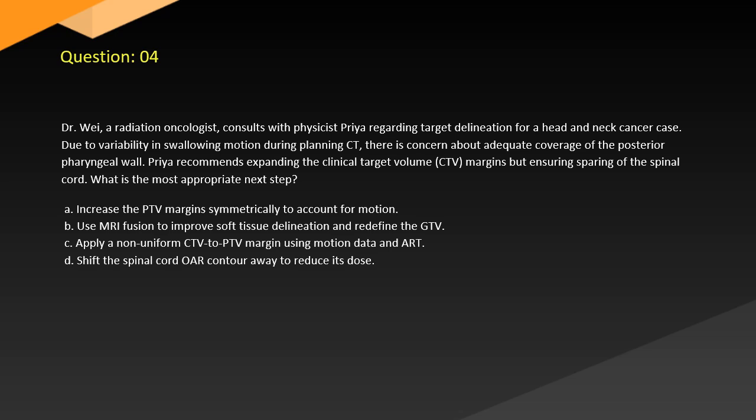A. Increase the PTV margins symmetrically to account for motion. B. Use MRI fusion to improve soft tissue delineation and redefine the GTV. C. Apply a non-uniform CTV-to-PTV margin using motion data and ART. D. Shift the spinal cord contour away to reduce its dose.